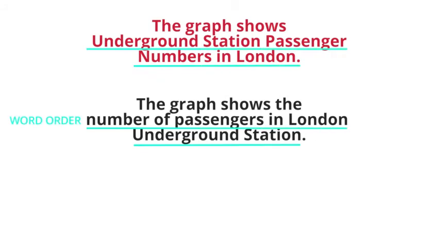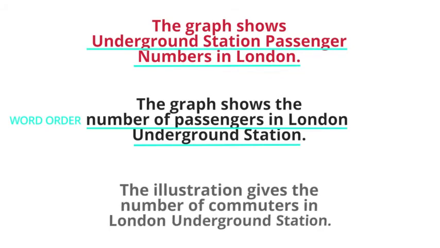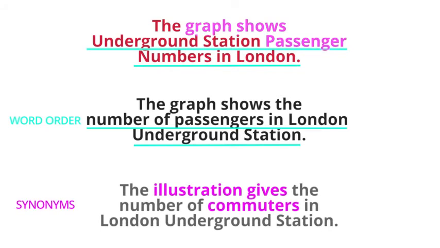Now, let's say we would change some words by using synonyms and applying the changing of the word order, then we can come up with something like this. The illustration gives the number of commuters in London Underground Station. Now that's also another way for us to do so, but it's actually a higher way to do because again, we changed the order and then we applied synonyms for the different words. Now we did this with another type of question, or rather a different question. Let's try to do this with our previous question.